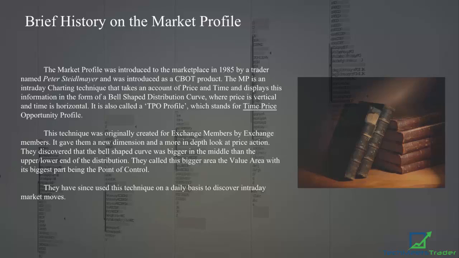This technique was originally created for exchange members by exchange members. It gave them a new dimension and a more in-depth look at price action. And what they discovered was that the bell-shaped curve was bigger in the middle than in the upper and lower ends of the distribution. They called this bigger area the value area, with its biggest part being the point of control. They have since used this technique on a daily basis to discover intraday market moves.